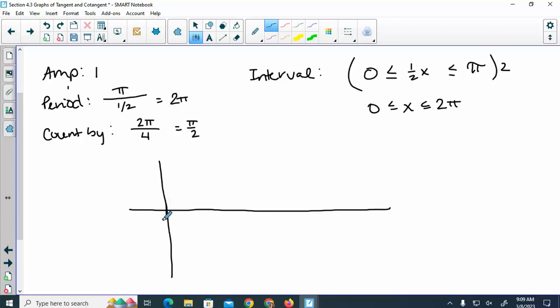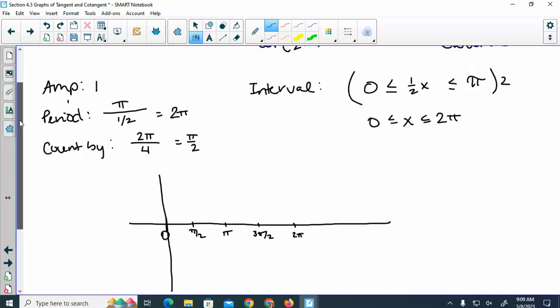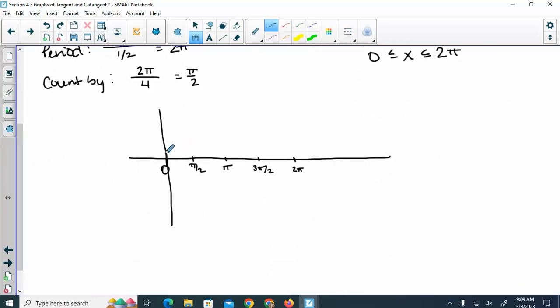So we're starting at 0, adding pi over 2 each time. So 0 plus pi over 2 is pi over 2. Plus pi over 2 is pi, 3 pi over 2, and 2 pi. We are going down 3 on this one, so how did we denote that in the past? So we'll go to -3 and put a dashed line there. So that's going to represent the center of my graph.